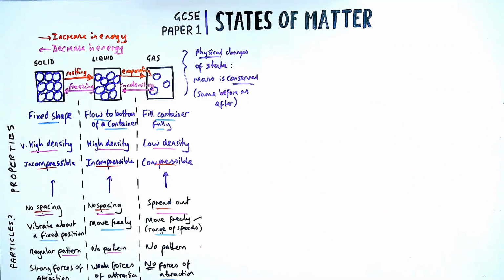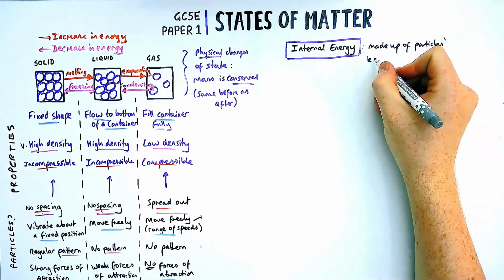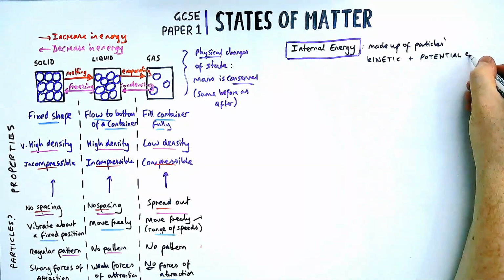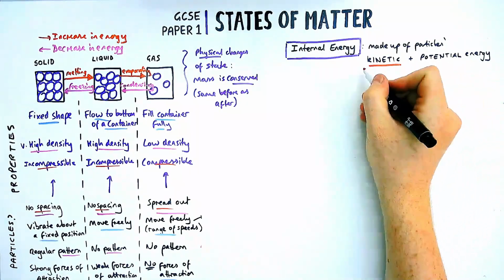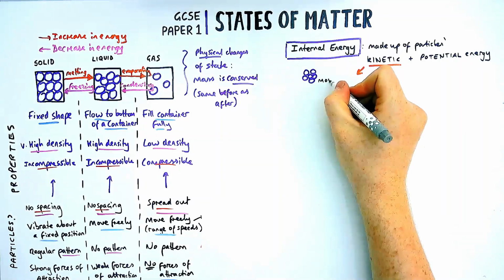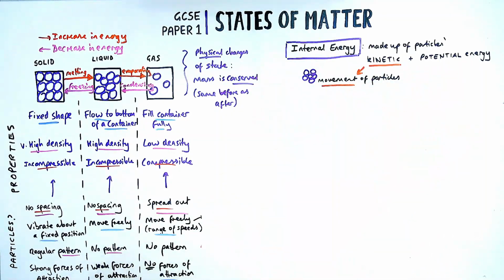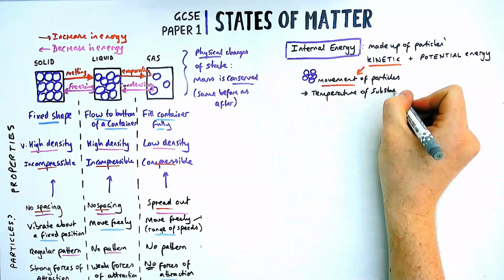Next, let's talk about a really commonly misunderstood topic in this paper, which is that of internal energy. A substance's internal energy is made up of the particles' kinetic and their potential energy. Kinetic energy, we should be familiar with, means movement. So in this case, it's the movement of the particles. Now, if particles have a greater movement, so they're vibrating more or they're moving around more, that means the temperature of the substance is greater.